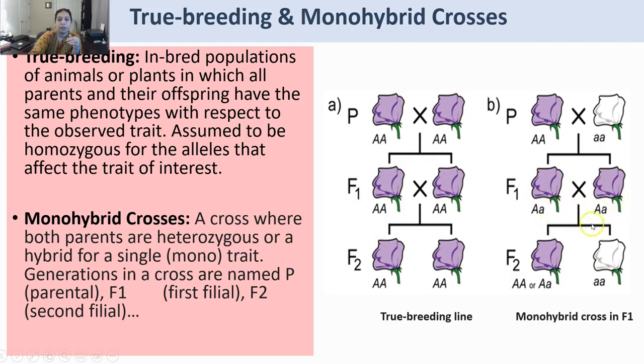Now here in the first filial generation, if we cross these two offspring together, that's a monohybrid cross. This first one was the parental cross. This first filial cross, in this case, is a monohybrid cross. A single trait, hybrid, meaning two different alleles. And then you will end up with, in your second progeny, different options, and that would be the second filial generation.